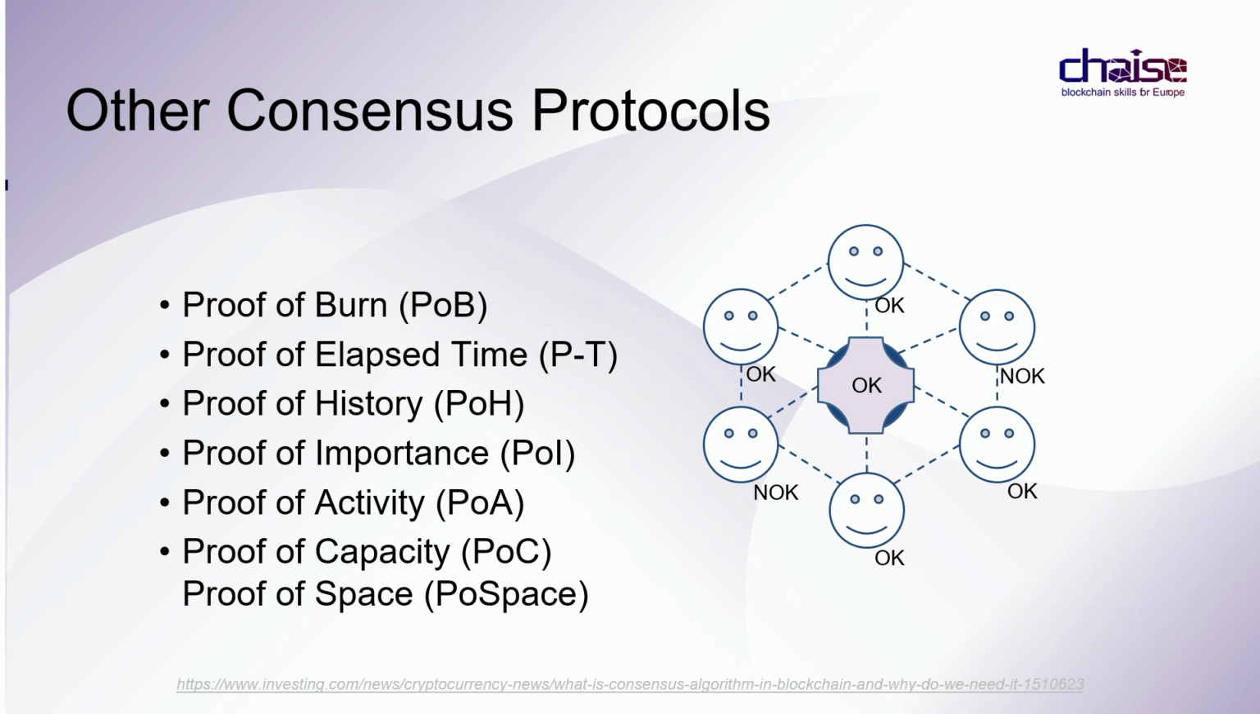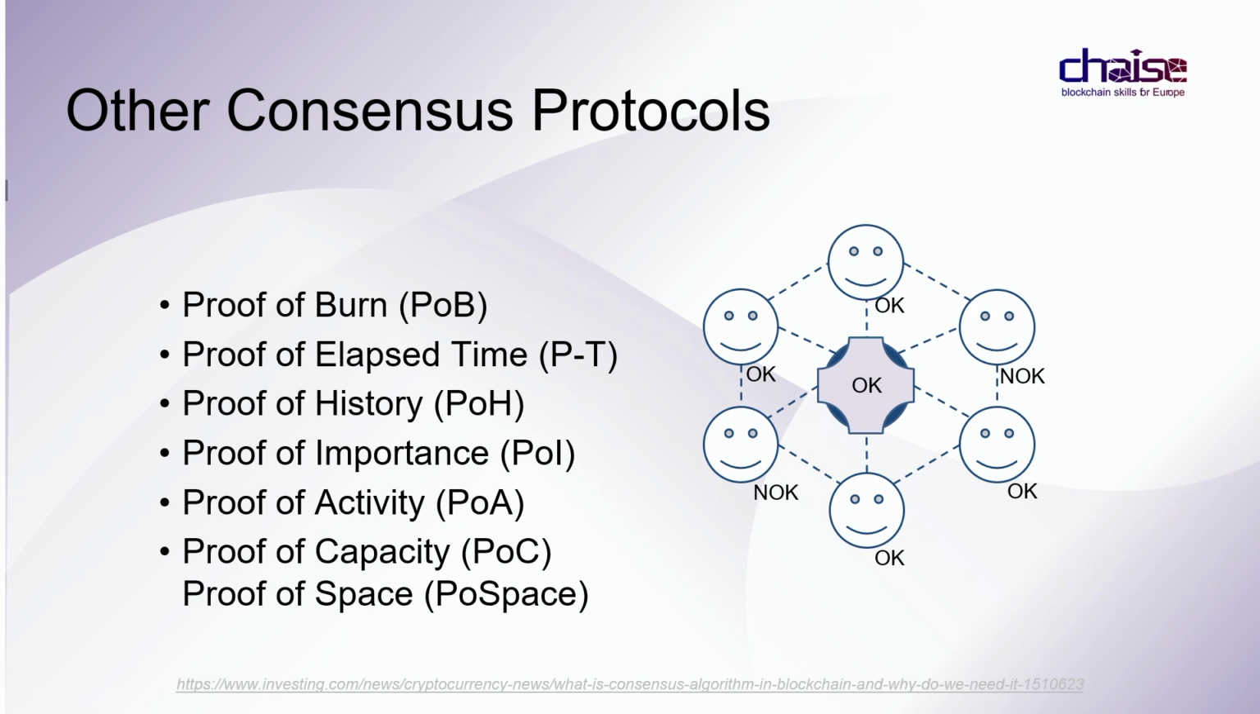As the VDFs can only be solved by using a single CPU, proof of history severely reduces the processing weight of the blockchain, making it faster and more energy efficient than many of its counterparts.